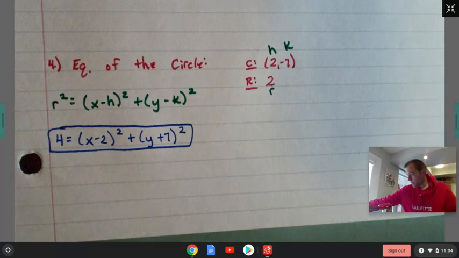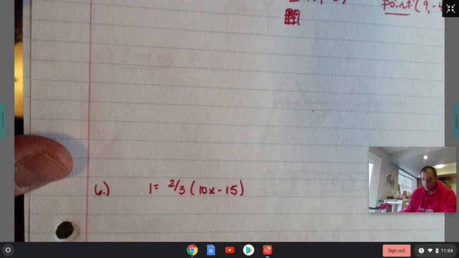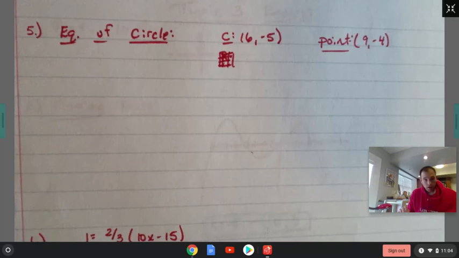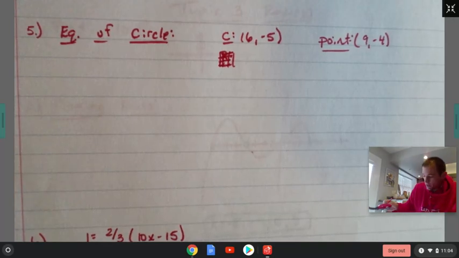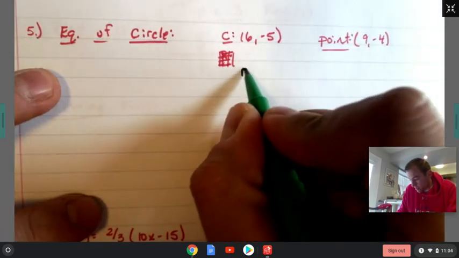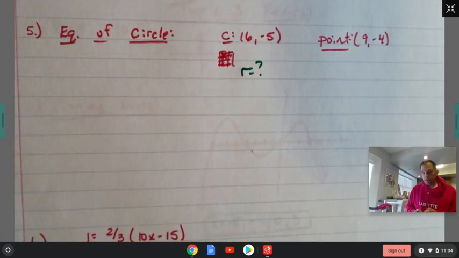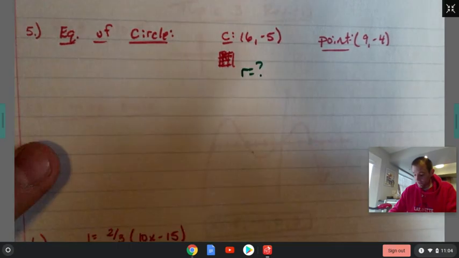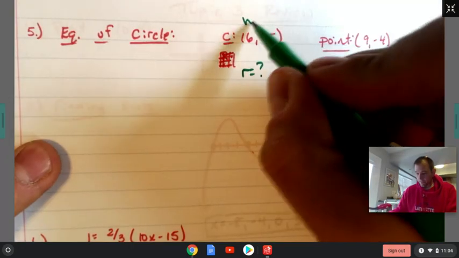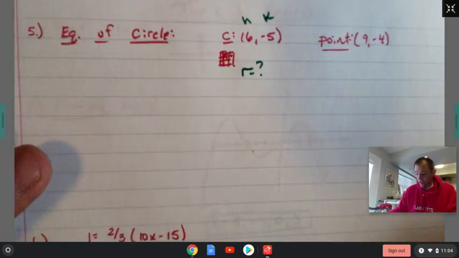Question number 5 is very, very similar, but now they are giving you the center and another point. This is where we're going to have to figure out what the radius is. We don't know what r is, and that's the one thing that I need in order to do this. A center, we talked about before, is always h and k, and then just a random point is x and y.